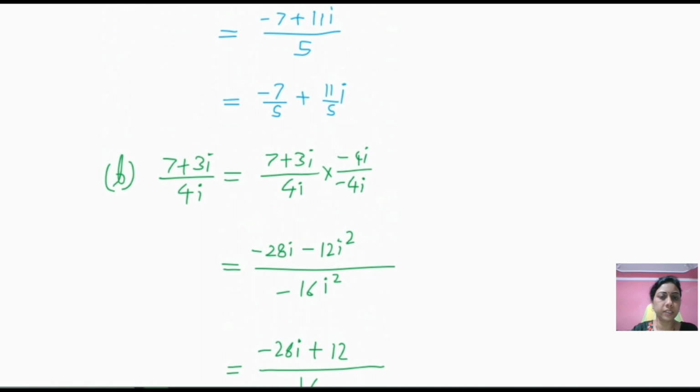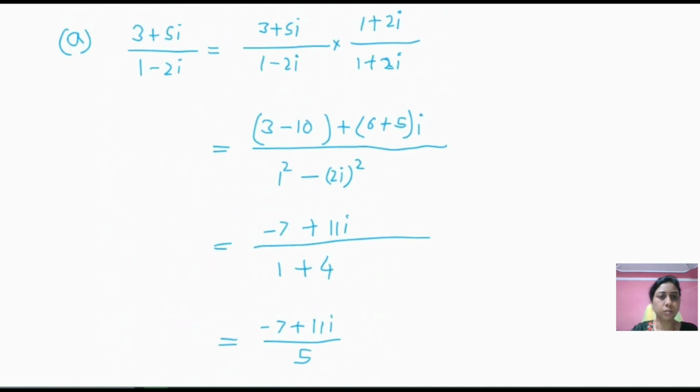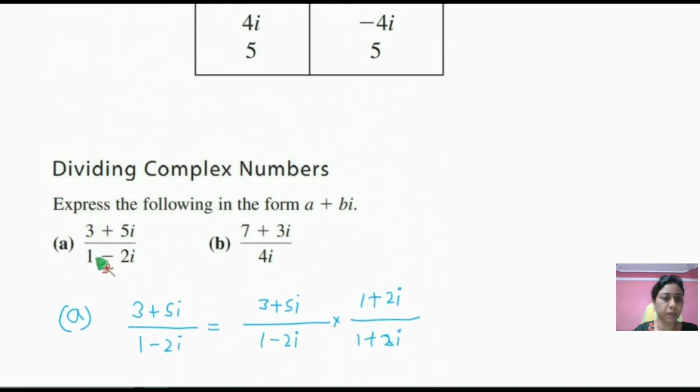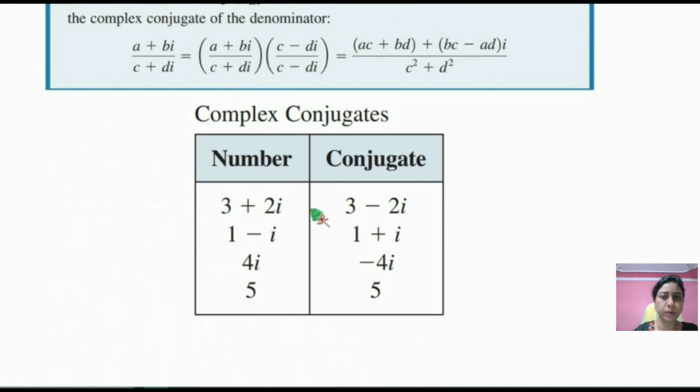So dividing complex numbers is really easy. You have to know about the conjugate of the denominator, this complex number, and just multiply numerator with numerator and denominator with denominator. Very simple question, but if you have any queries, please ask me.